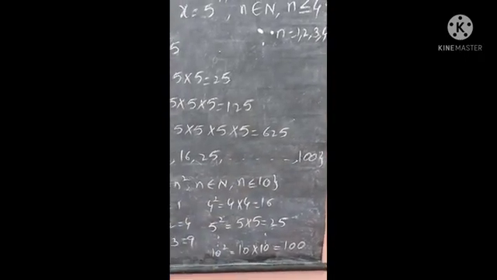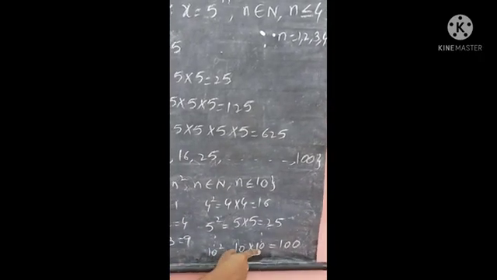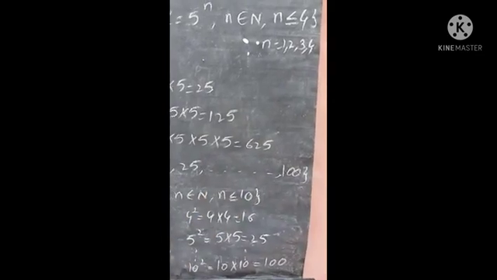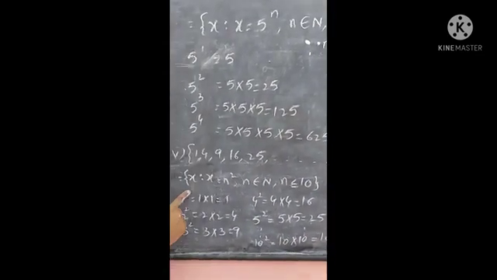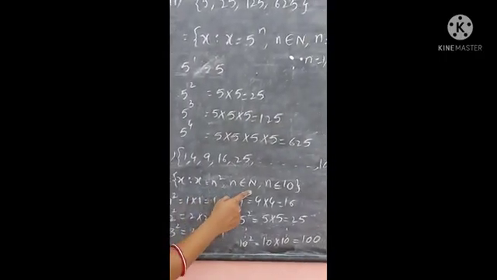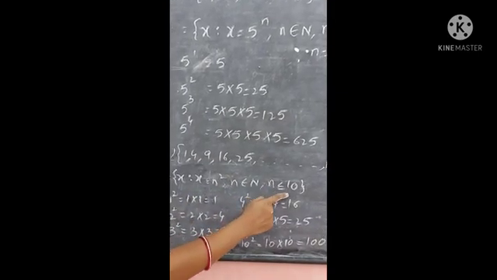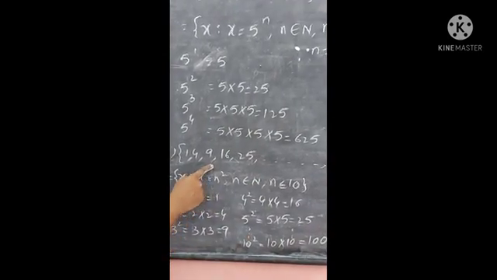Next, another number is 10. 10 square can be written as 10 into 10, which is equal to 100. So these are the elements that belong to this given set. And the set builder form for this set is x such that x is equal to n square, where n is a natural number, n belongs to capital N, and the value of n is less than or equal to 10. This is the set builder form for this given roster form.